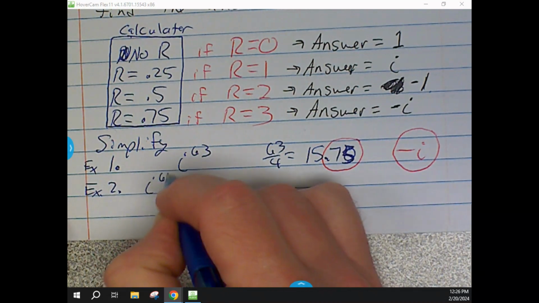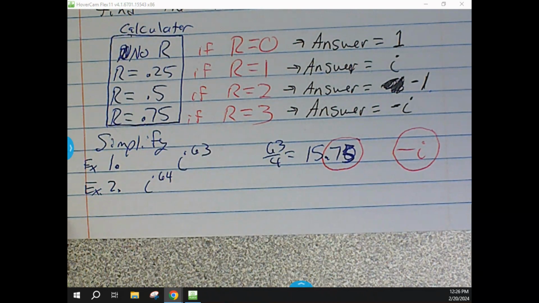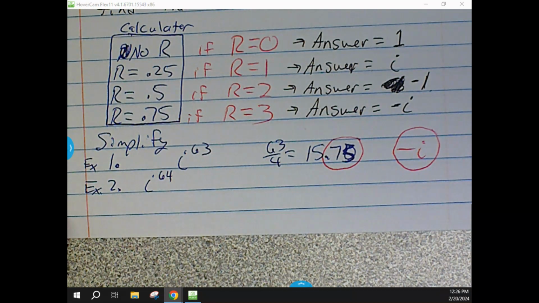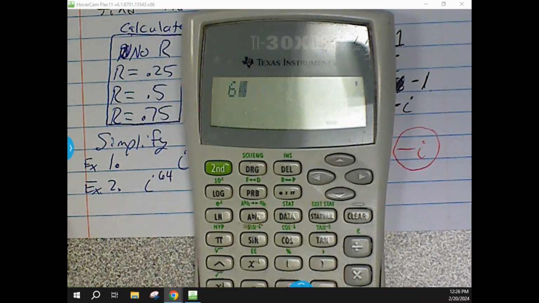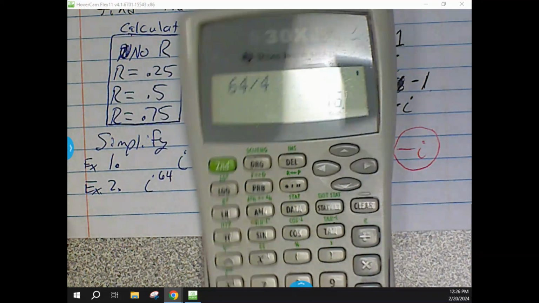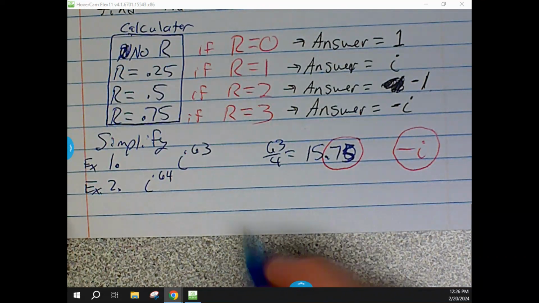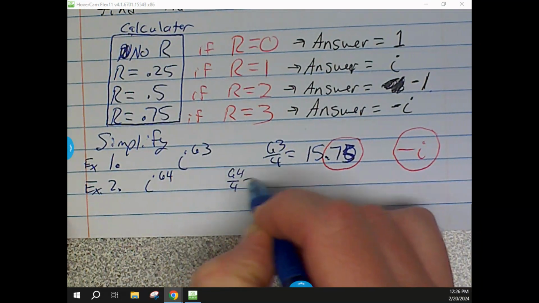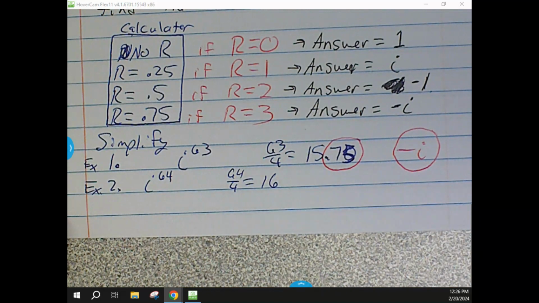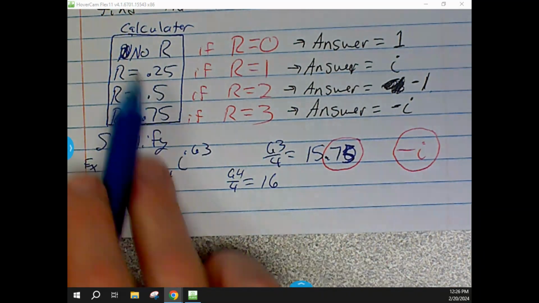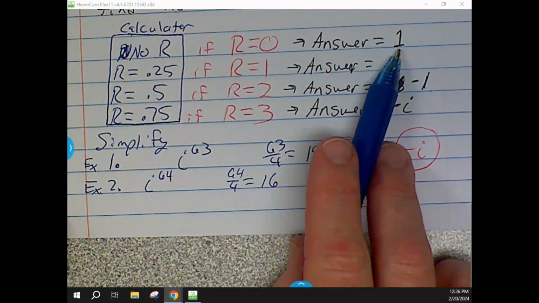All right, let's make it so it's just a little bit bigger. Let's say it's i to the 64th power. Okay, we'll take 64 divided by 4. In that case, it comes out to be 16 on the dot, no remainder. So there's no remainder here for this part of it. If there's no remainder, your answer is 1.